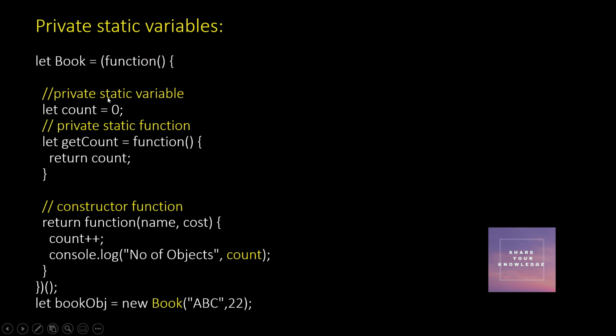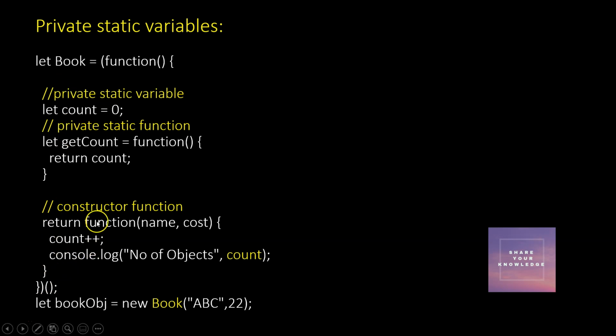To create static functionality, there are two ways. One is a private static, which is available only to the constructor function. The other is a publicly available static variable. First we'll see the private static variable, which is available only to the constructor. Here I have created a constructor.